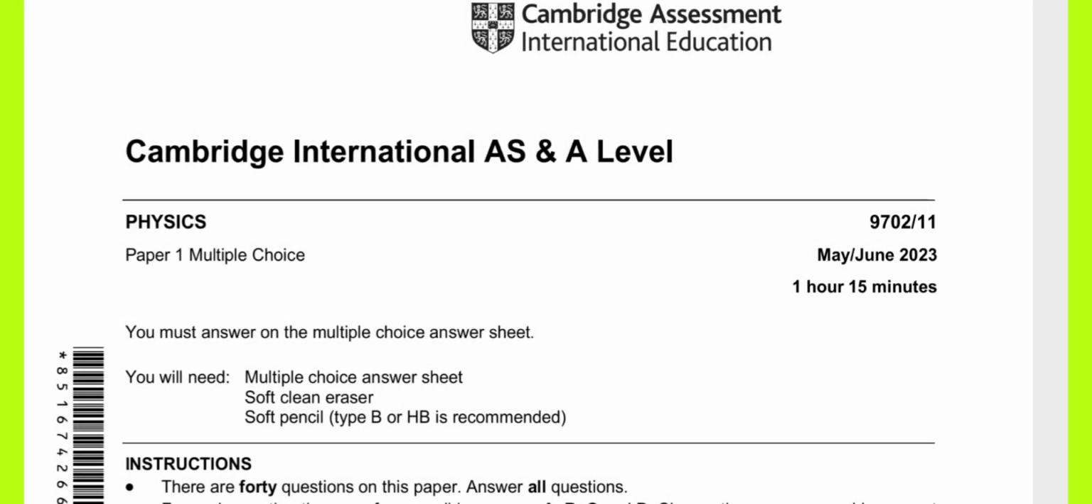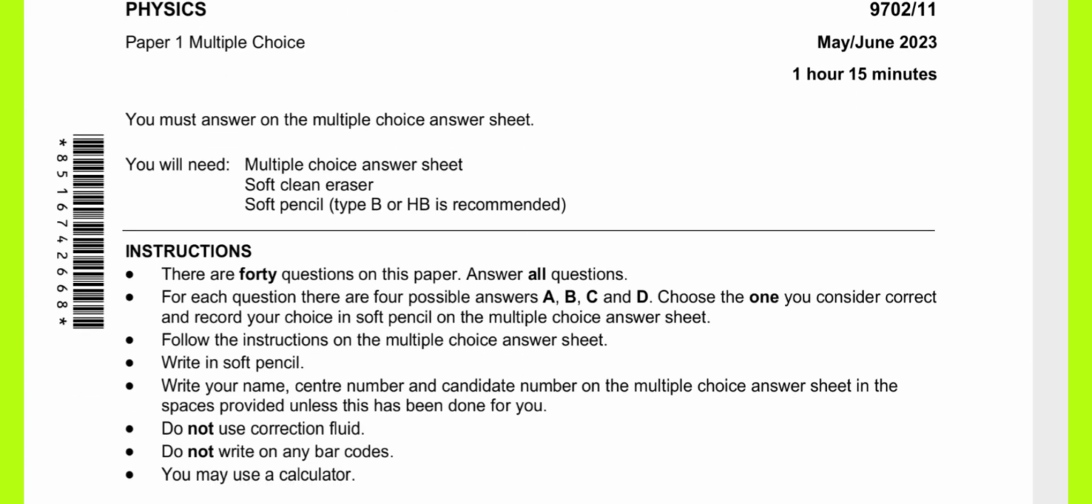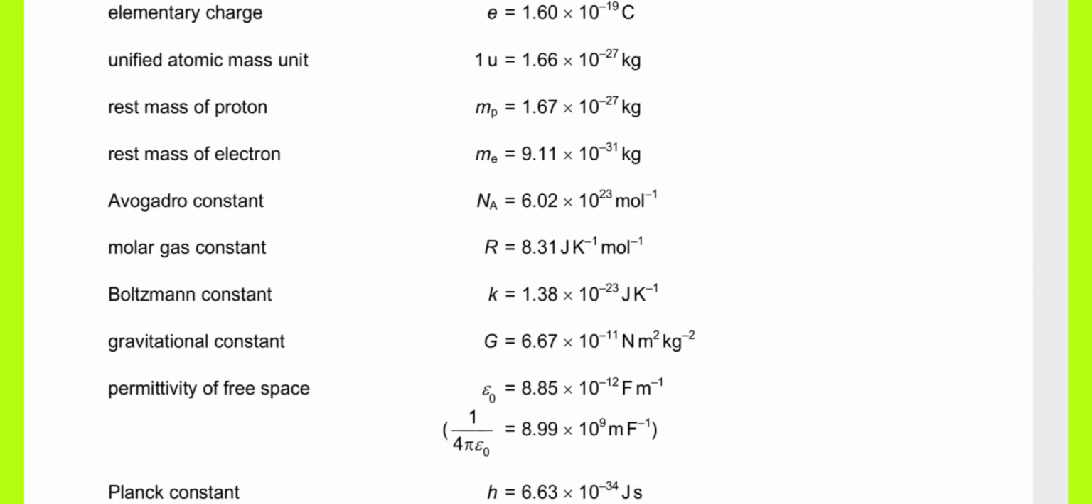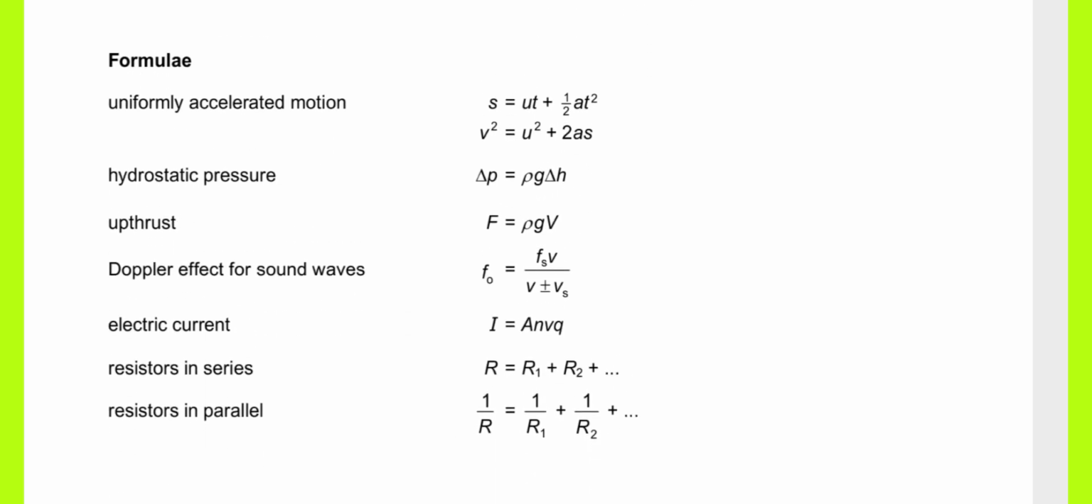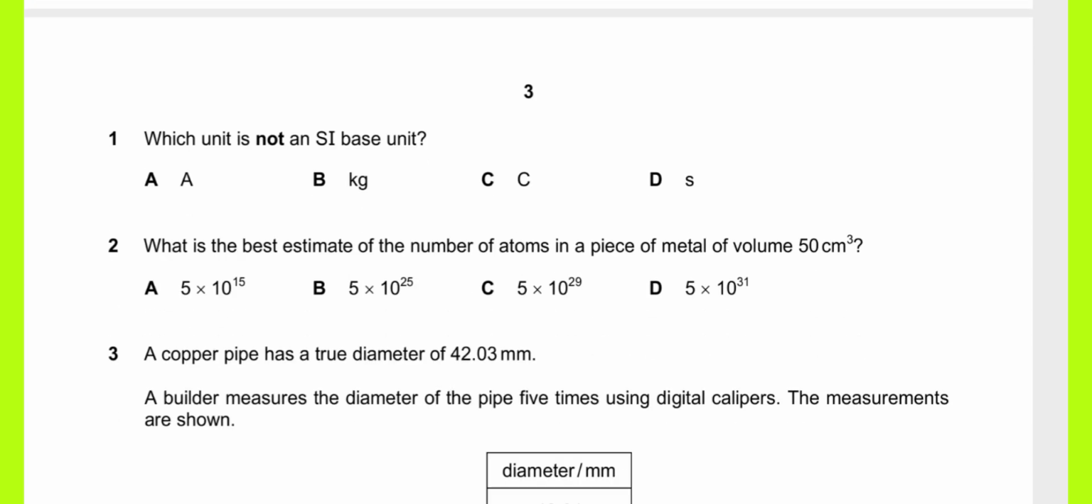So today I'm going to be answering the May-June 2023 paper 1 physics paper. So here are some of the constants that you'll be using, and here are some of the formulas. Some of the most important formulas are the Doppler effect, the electric current. Also you have the formula for updrafts here, but it is important to know most of these formulas by heart.